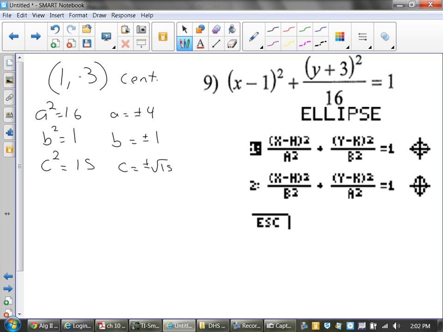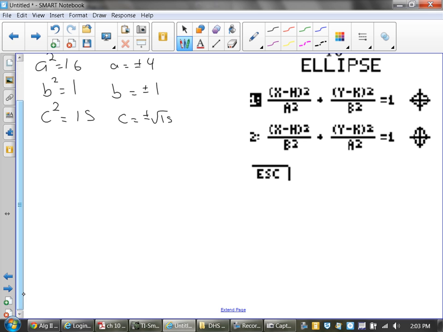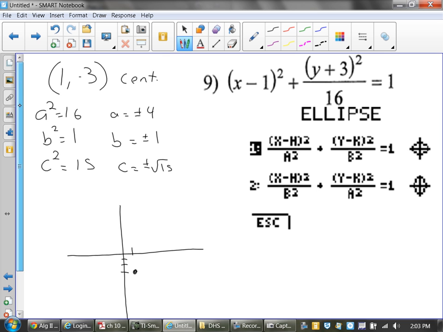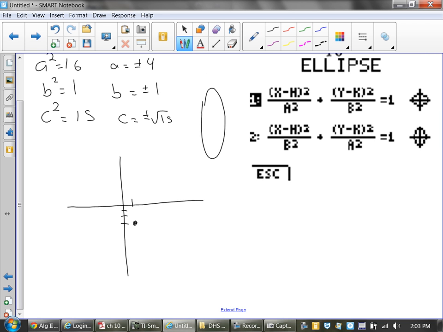The A value, no matter what conic we're talking about, is always the distance from the center to your vertex. Your B value will be the center to your co-vertex, and your C value is always going to be your center to your focus. So now it's just a matter of plotting your center and walking around. 1, -3. With this ellipse, the a squared term was underneath the y squared, if I'm not mistaken. Yeah. So I know it's got to go that way.